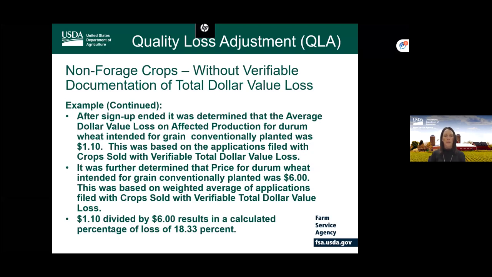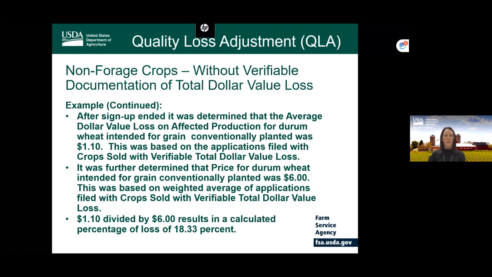So after sign up ended, it was determined that the average dollar value loss on affected production for durum wheat intended for grain, conventionally grown, was $1.10. This was based on the applications filed with crops sold with verifiable total dollar value loss. So that dollar amount will not be determined until after signup is completed. FSA will go and look at all of the applications for durum wheat in that county, and then they will determine what the average dollar value loss was for durum wheat in that specific county.